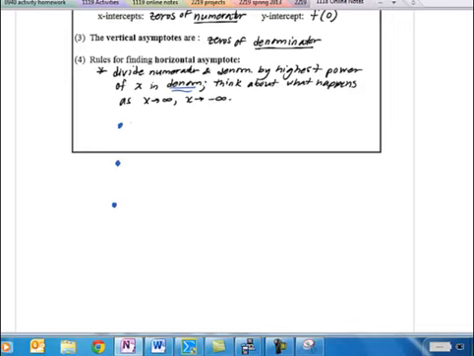We just saw if the degree of the numerator is greater than the degree of the denominator, then there's just no horizontal asymptote. None at all.